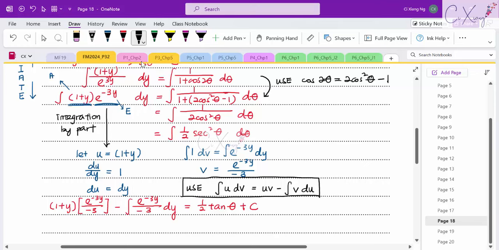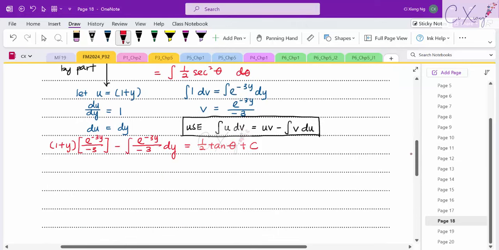Okay, then now I want to continue further to simplify my answer on the left hand side. So I will be having negative 1 over 3 with 1 plus y, power e negative 3y. Take out the constant, become positive 1 over 3. Integrate e power negative 3y. So you're having e power negative 3y divided by negative 3. Then equals to half tangent theta plus c.